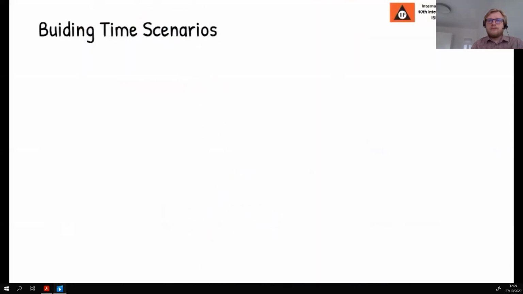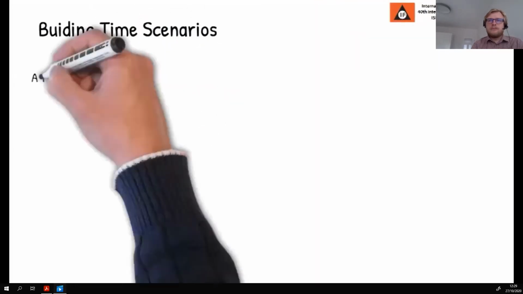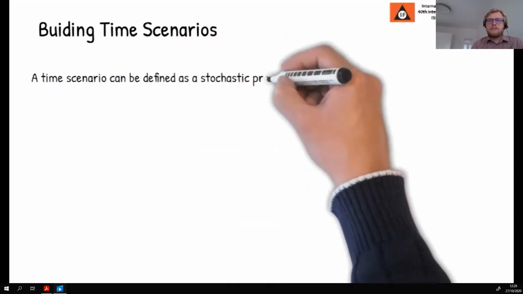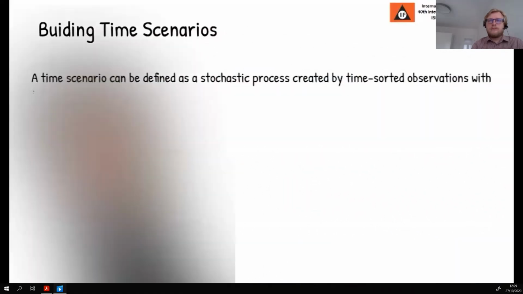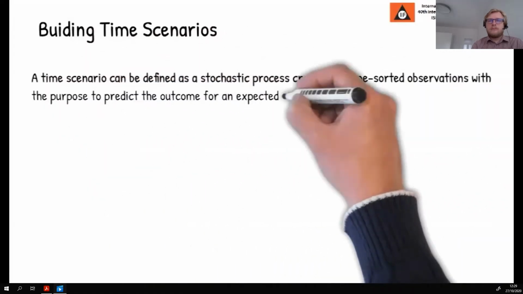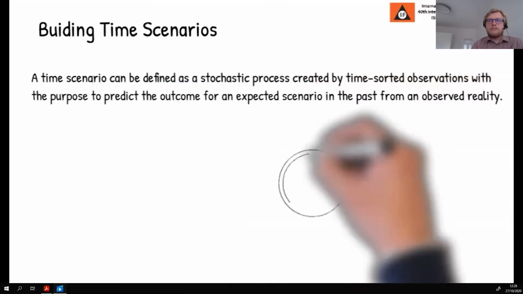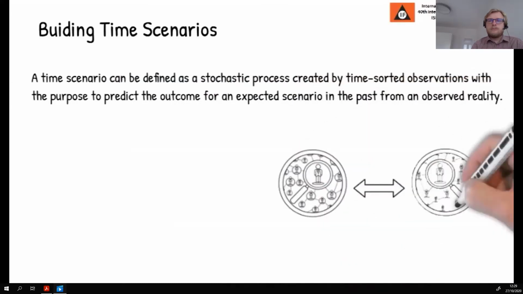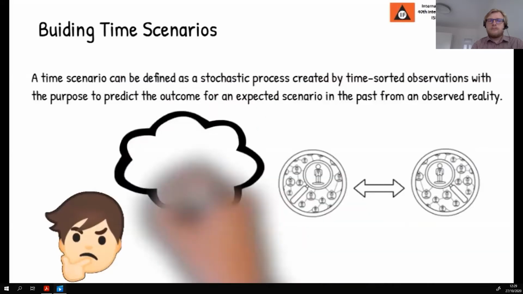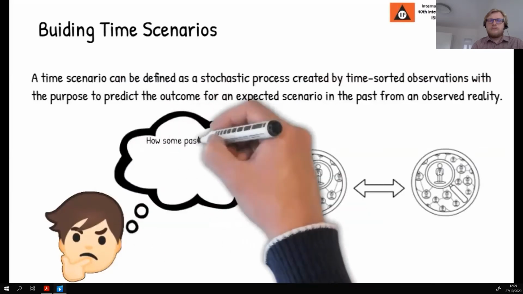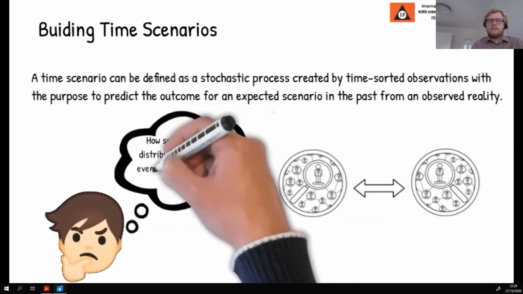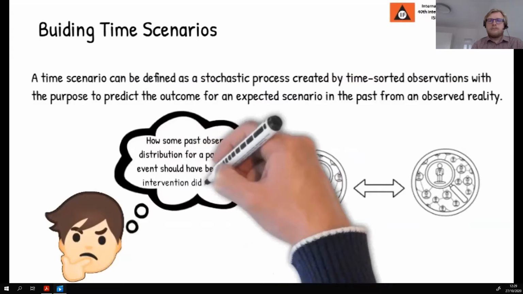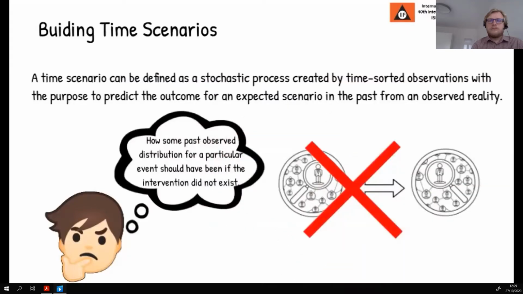Building time scenarios can be an interesting methodology to cope with this problem. The time scenario can be defined as a stochastic process created by time observation with the purpose to predict an outcome or a scenario from a past observed reality. In other words, it's how some past observed distribution for a particular event should have been if the intervention did not exist.